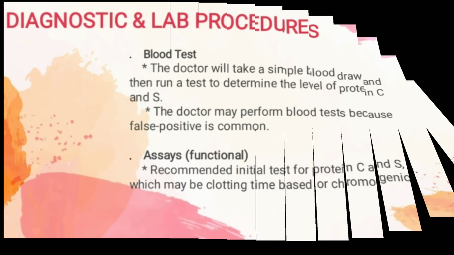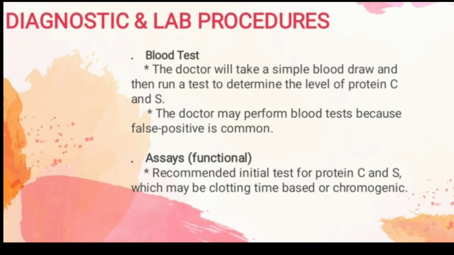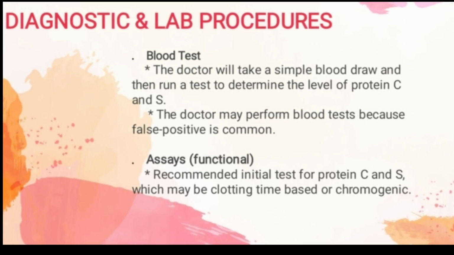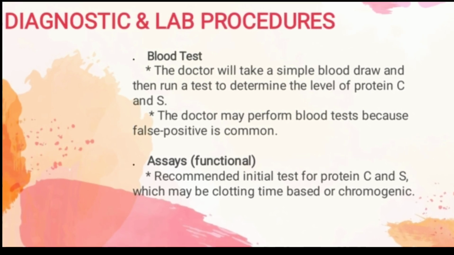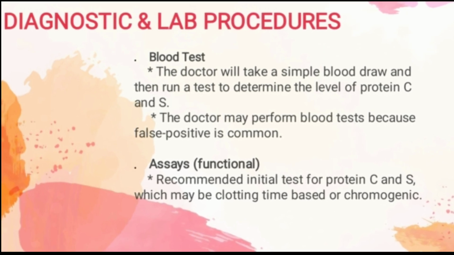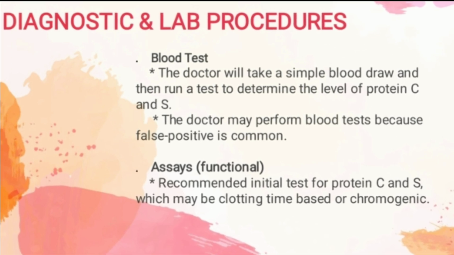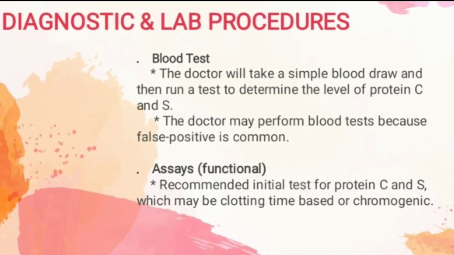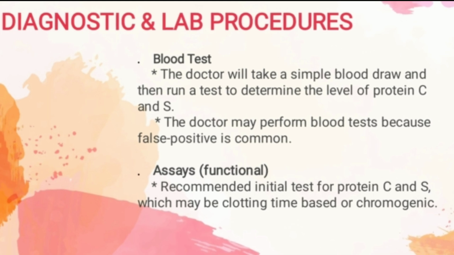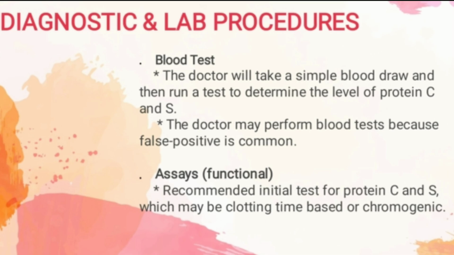How is protein C and S deficiency diagnosed? The first procedure is the blood test. The doctor will take a simple blood draw and then run a test to determine the level of protein C and S. The doctor may repeat blood tests because false positives are common. The second one is the assays. It is recommended as an initial test for protein C and S, which may be clotting time based or chromogenic.